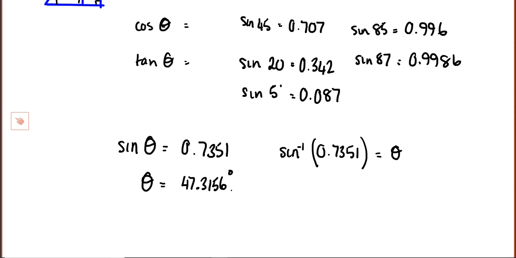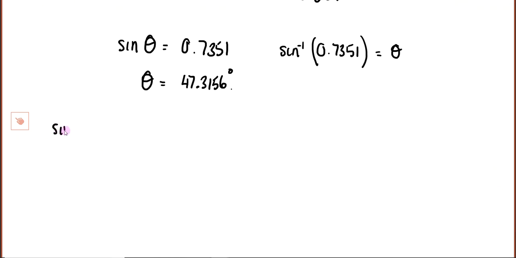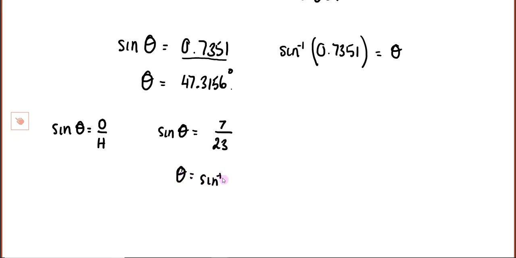What is the ratio of sine? Remember, sine theta equals opposite divided by hypotenuse. So I have just told you that opposite over hypotenuse is 0.7351. So for instance, I could say I've got a triangle where the opposite side is 7 and the hypotenuse is 23. What's the angle? We would do theta equals the inverse sine of 7 divided by 23, and I can just put it straight in without rounding. 17.7 degrees. Okay, cool. Everything's working fine.